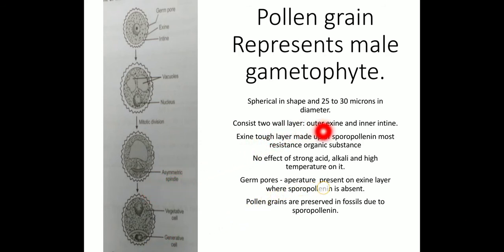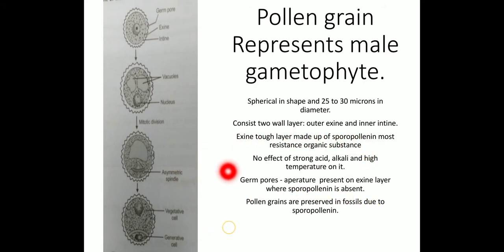Exine is the outermost tough layer made up of sporopollenin. Sporopollenin is the most resistant organic substance. It can withstand high temperature, strong acid, and strong alkali. No enzymes that degrade sporopollenin are known.